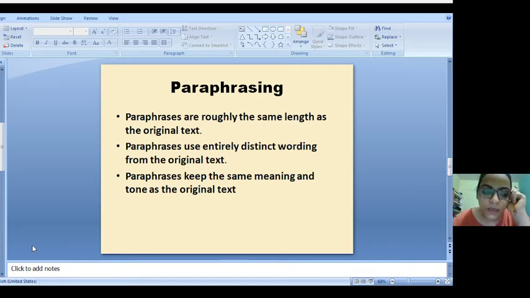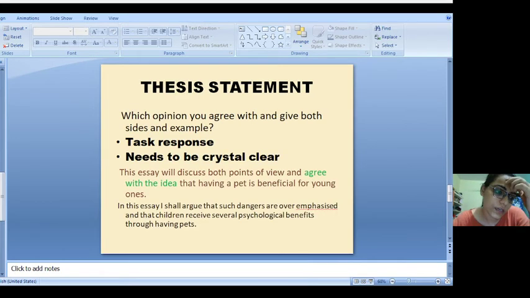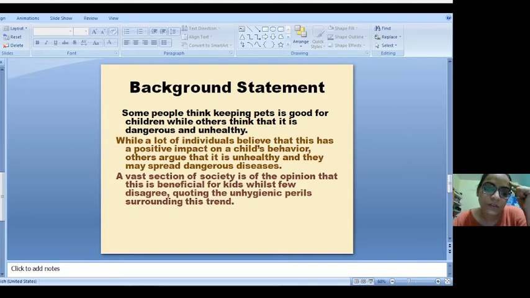Then moving ahead, we have the last one, thesis statement, which is very, very important. Okay, so before moving to the thesis statement, we have certain statements, background statements. So the one which is written in black, it was given in the question. Now what we have to do, we have to change its language, we have to paraphrase. See how I have paraphrased it.